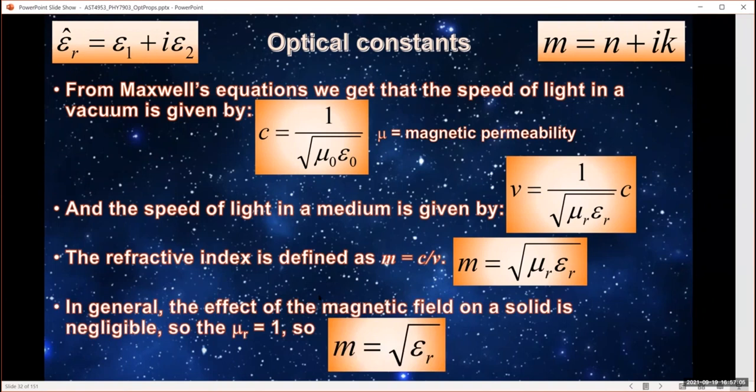In general, the permeability is not going to have a big effect, and so we can usually ignore it. It's typically 1. There are going to be cases where that's not true, but in general, we can ignore it. And so what we have is that the complex refractive index is related to the complex dielectric function by this relation, square root.